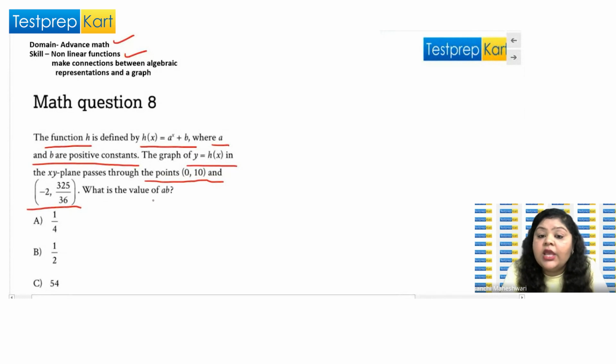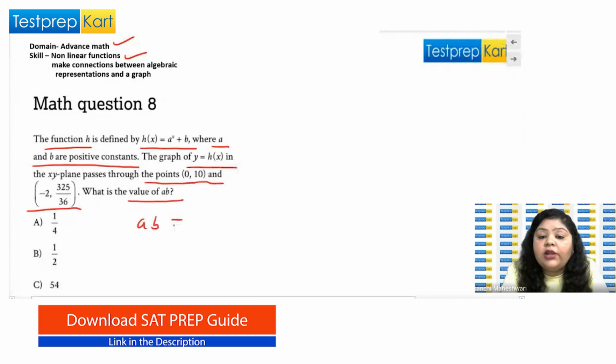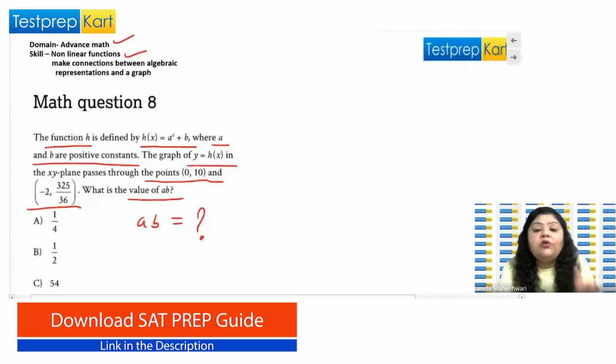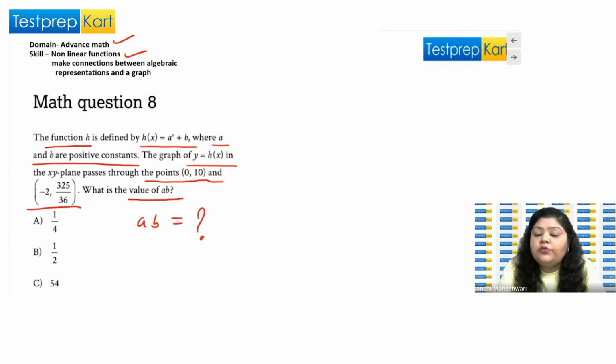Then it is asking for the value of ab. That means you have to find the value of a and b separately and then you have to multiply both of them. That's what you are supposed to do. Now how to proceed with this?